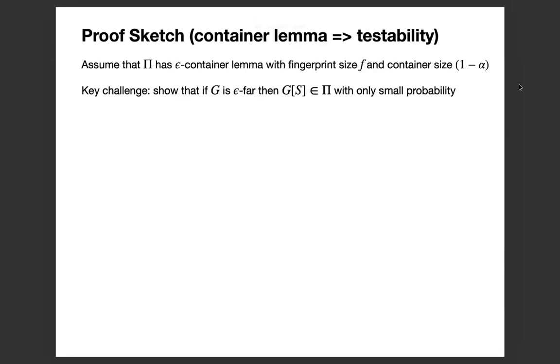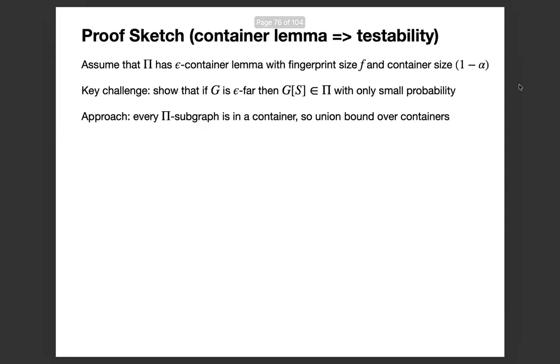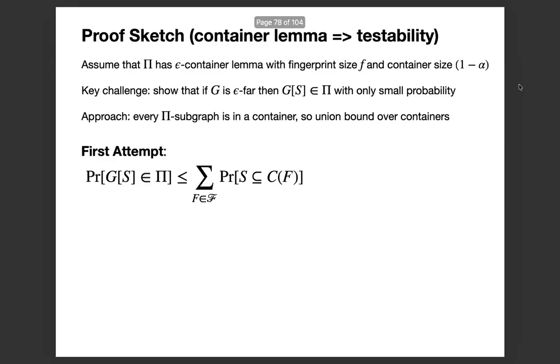Okay, so here's this challenge again. We've got a container lemma. We're trying to show that if you're epsilon far, then when you take a sample, it's not going to satisfy the property. So here's where we're going to use the container lemma. Remember, the container lemma says that if you're epsilon far, all the pi subgraphs are covered by containers. And because the containers are small, we know that you probably won't find too many vertices from one of these containers. And then we're going to do a union bound over all the containers. So what would that look like?